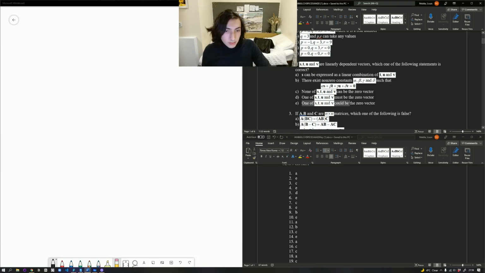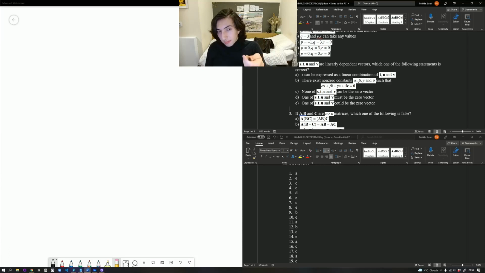Okay, so it says here, one of the S, T and U vectors could be the zero vector. Actually, let me explain why it's not A and B. So this can be the case. S can be expressed as a linear combination of T, U, and V. However, this isn't necessarily correct in a linearly dependent set of vectors. It could be that S is a 0 vector. It could be technically all 0 vectors or something like that. It doesn't necessarily mean that they could be expressed as a combination of the others.